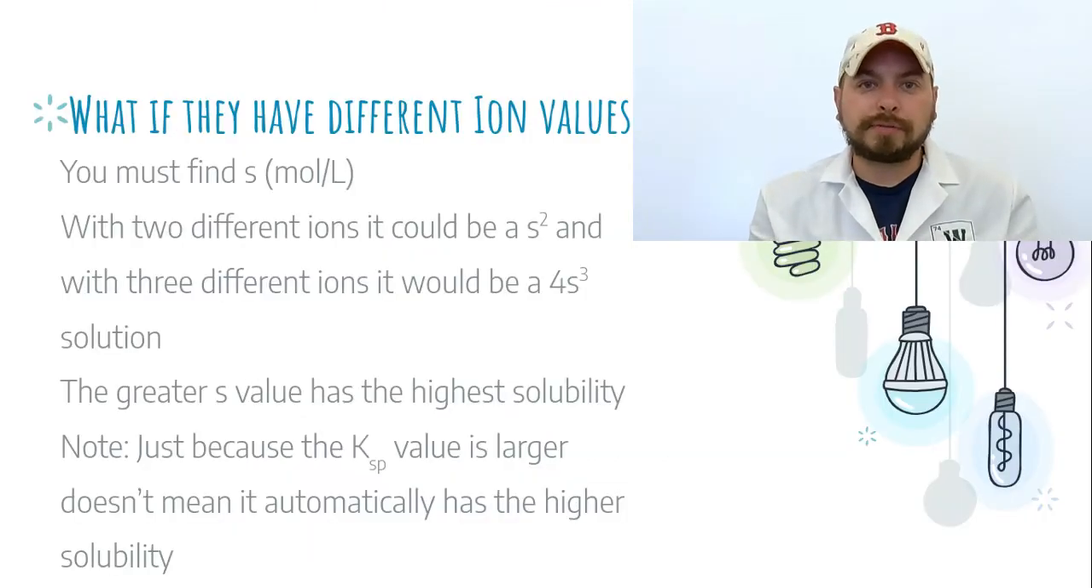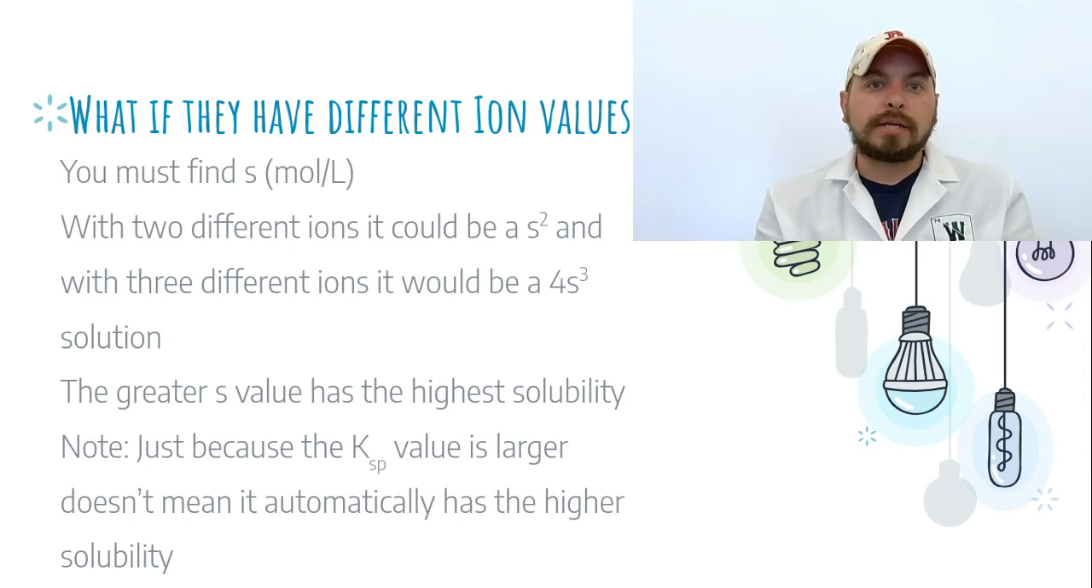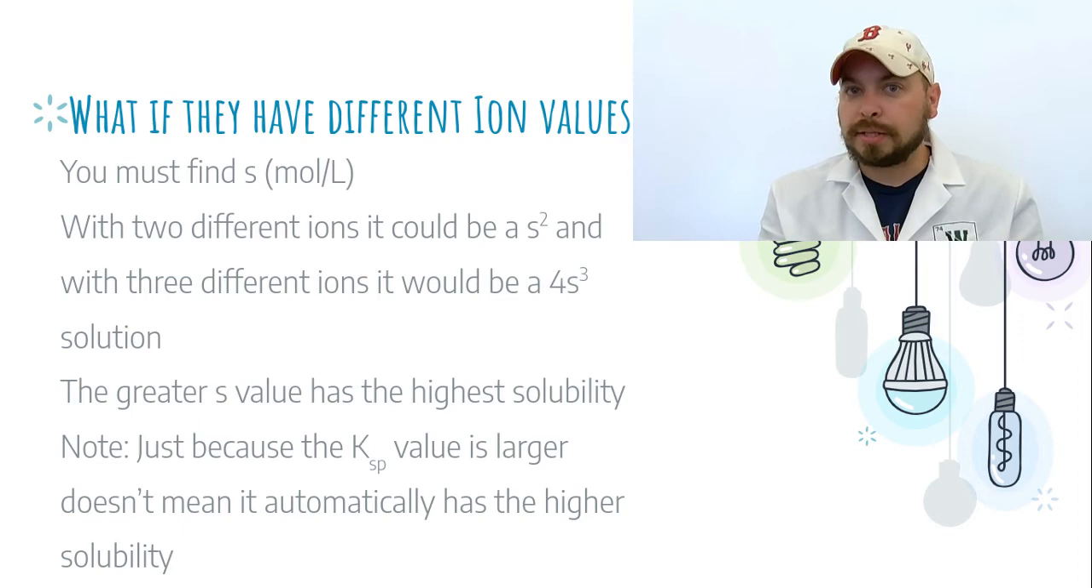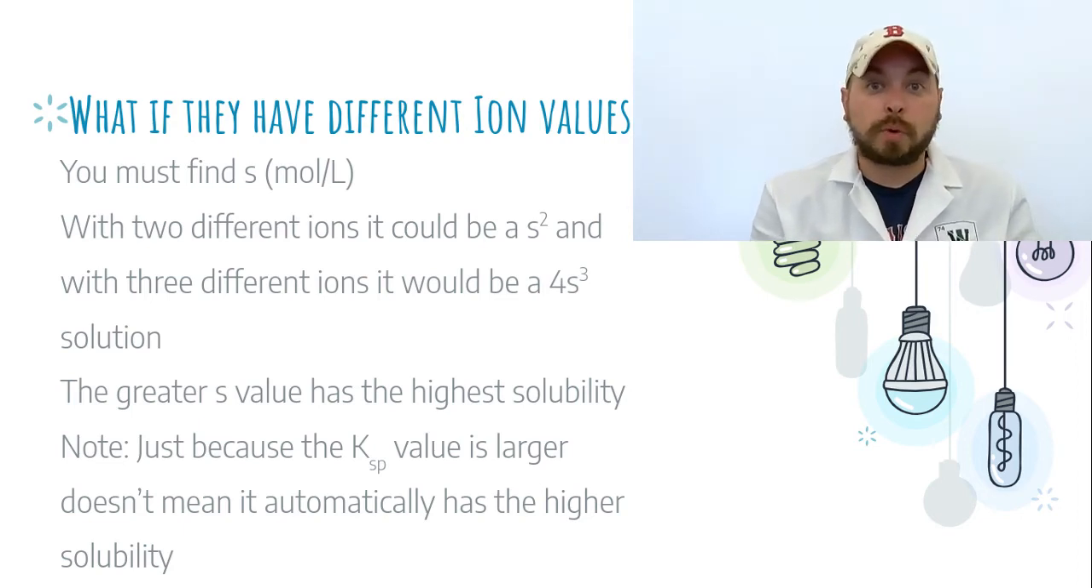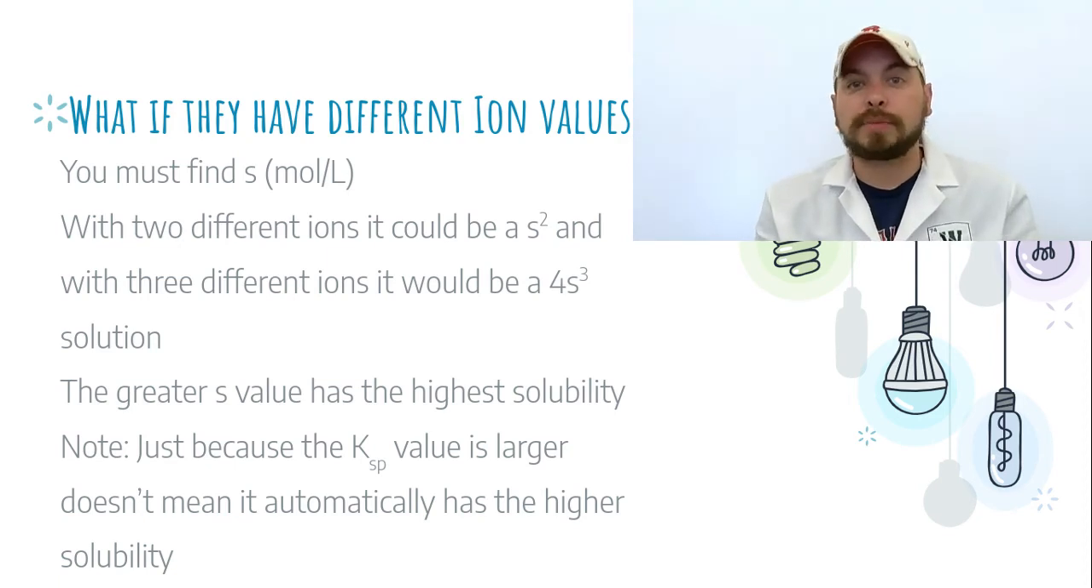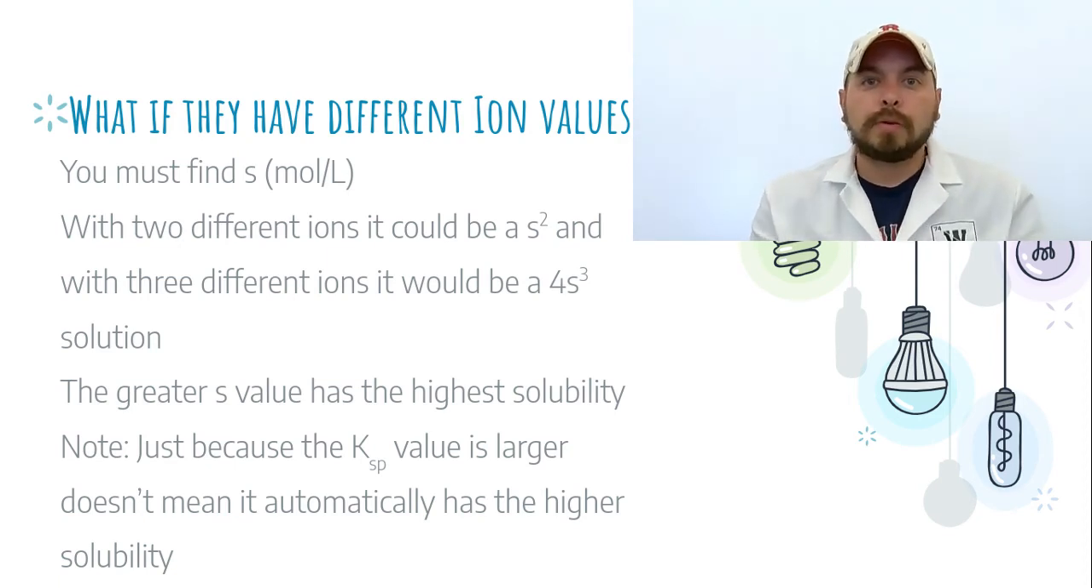Comparing the solubilities of two different compounds that have different numbers of ions is not all that tricky. The key here is we just have to solve for the value of s in each one. So if they have 2 ions in one and 3 ions in the other, then in the one we're going to solve using Ksp equals s squared, and in the other we'll solve using Ksp equals 4s cubed. When we do this, though, we're solving for 2 different s values, and once we do solve for the s values, the larger the s value, the more soluble that compound is.